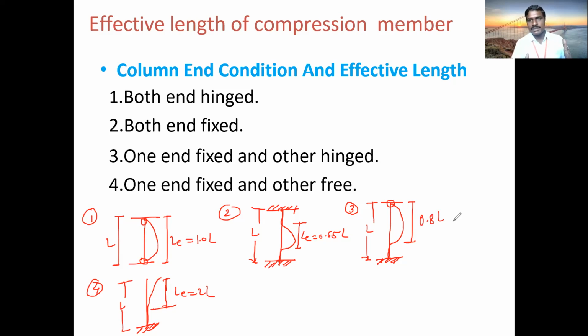The original length of the member is given, due to compression. If boundary conditions are given, if the end is fixed, if the end is hinged, if the end is free, then due to such situations the effective length of the member, that is the buckling that has been shown to you. So the length of that buckling we have to calculate: for hinge support 1, for fixed support 0.65 L, for one end fixed and one end hinged 0.8 L, and for one end fixed and one end free 2 L. So these are the conditions. The effective length depends on the boundary condition.